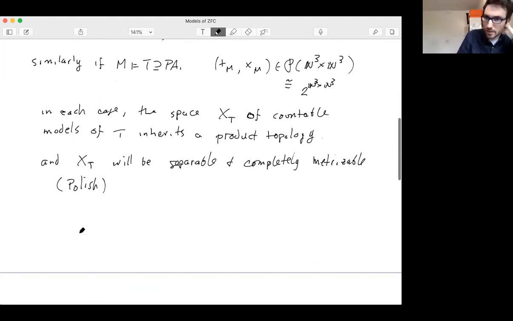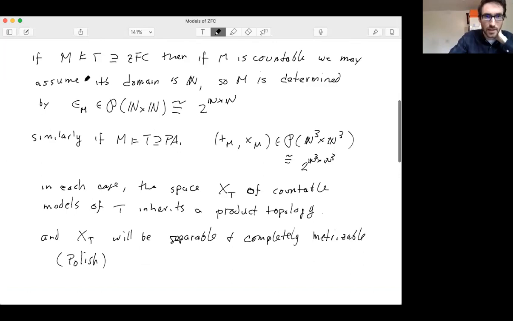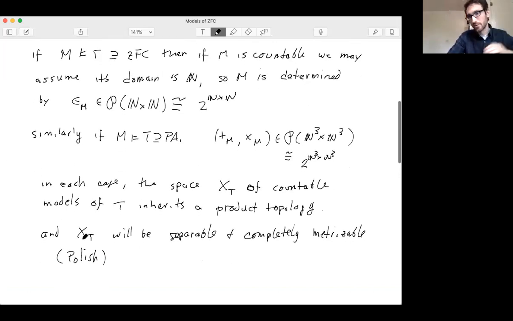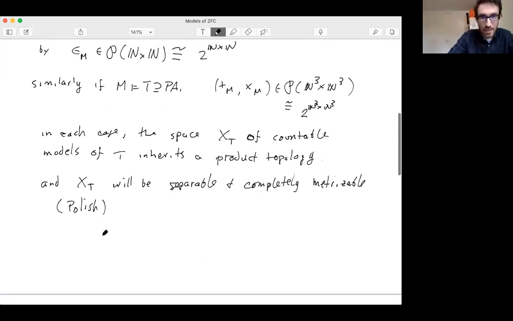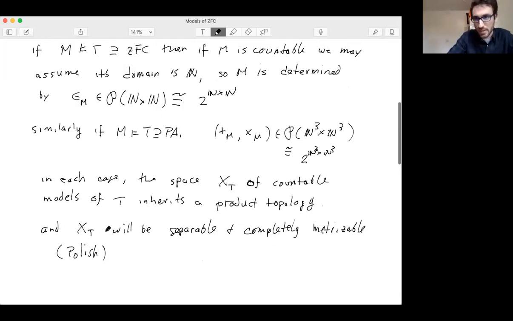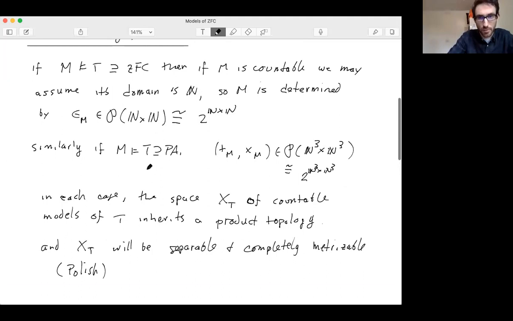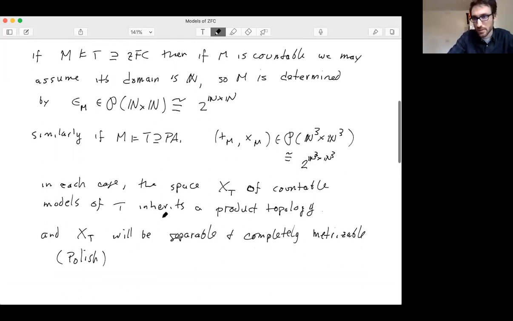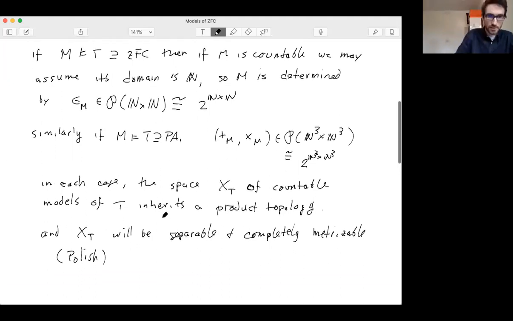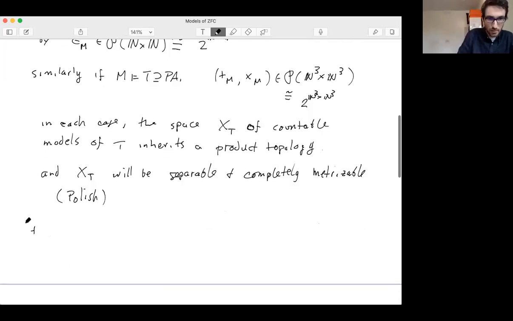And then in each case, any X_T will carry an equivalence relation of isomorphism. Any given model will be represented in this space many, many times because you can always permute the natural numbers and get an equivalent structure. So the space X_T has perhaps a number of different equivalence relations, but the most important one for today is isomorphism.